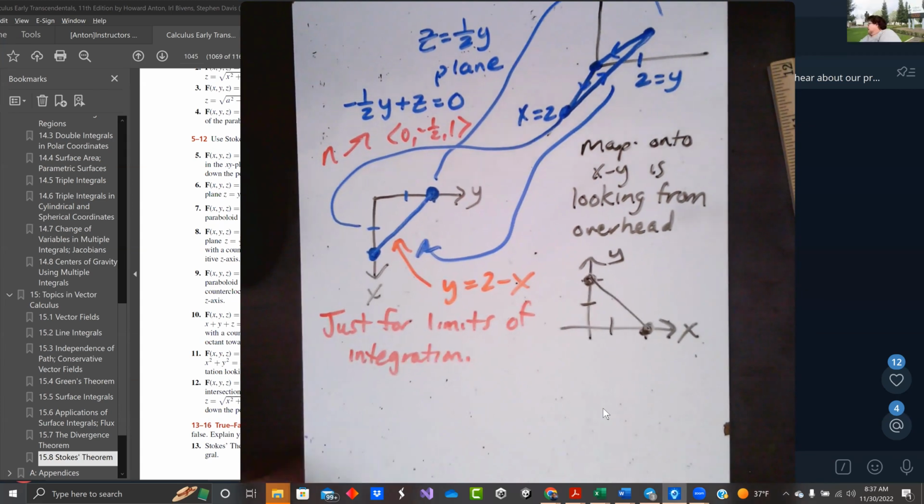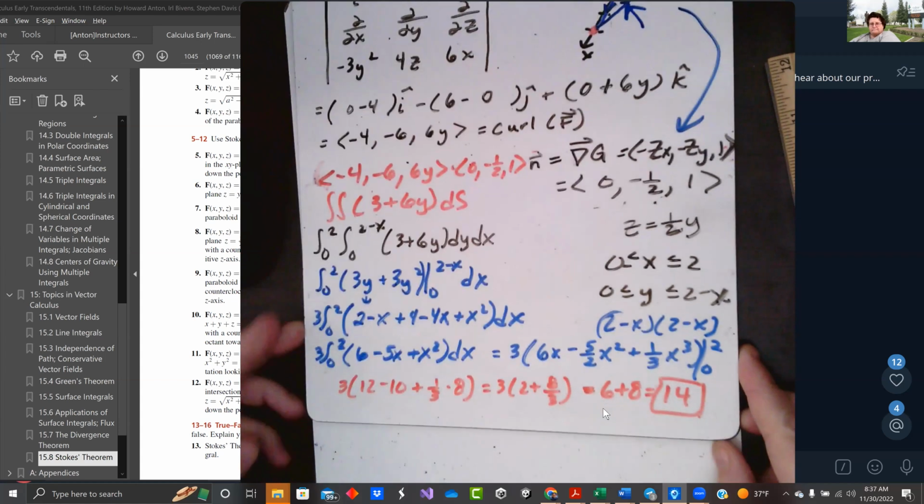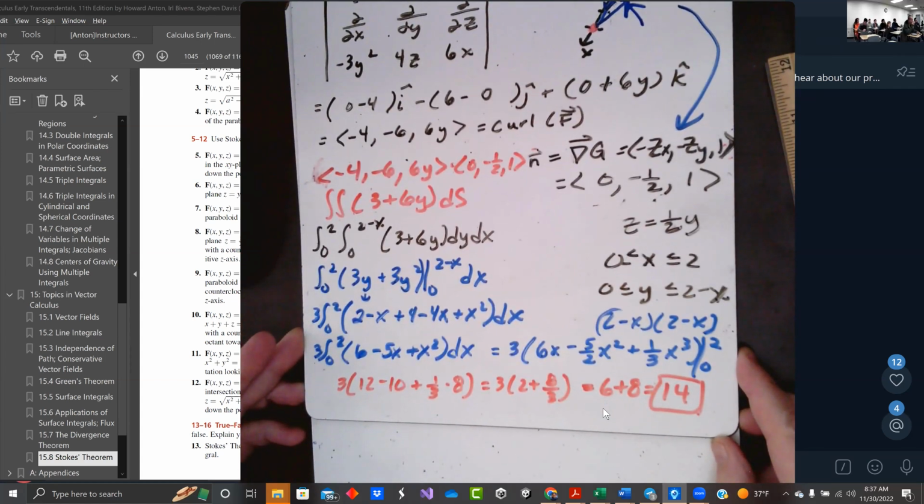All right, so let's take a look at the next problem. We can move on with our lives. Does anyone need this part up longer? No, we're good.